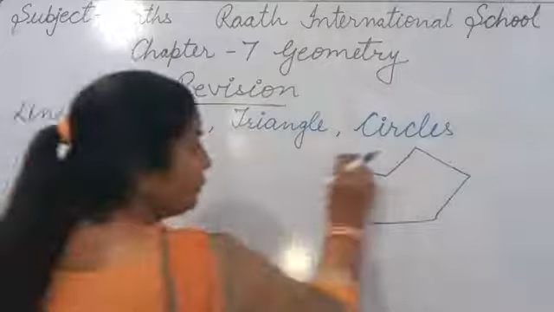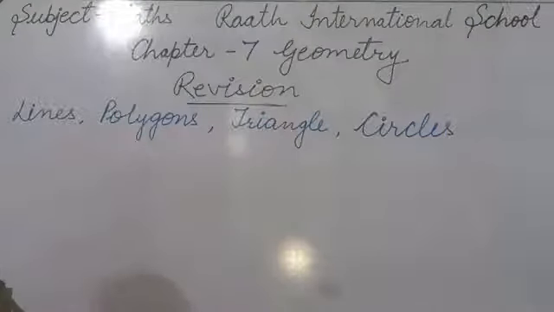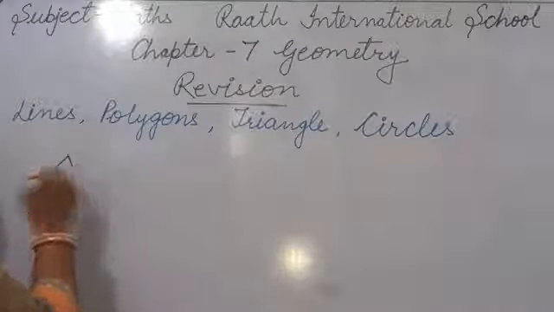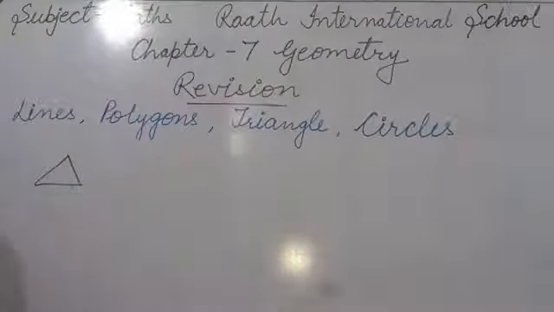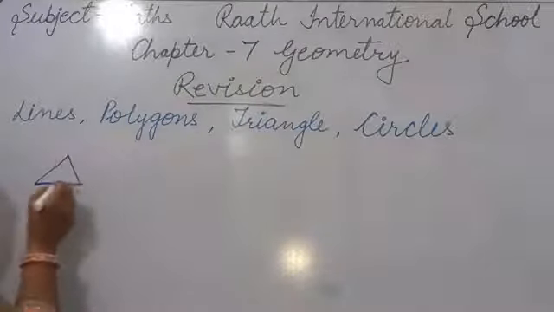So now different types of polygons. A polygon made up of 3 line segments, जो 3 line segments से बनता है, is known as a triangle. This is known as a triangle. ये 3 line segments से बन रहा है, so this is a triangle.